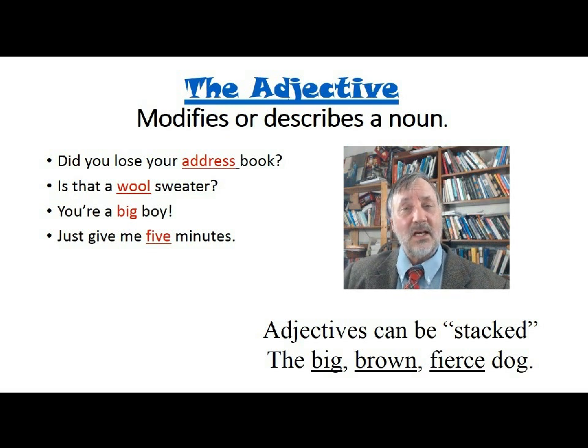So it also tells us a count, how many. So what kind, how many, various kinds of qualities. And one more thing to remember is that adjectives can be stacked. So we see down below here the description, the big brown fierce dog. You see, we can have a number of adjectives all going to further specify what kind of dog it is. Okay, so that's the adjective. It modifies or describes a noun.